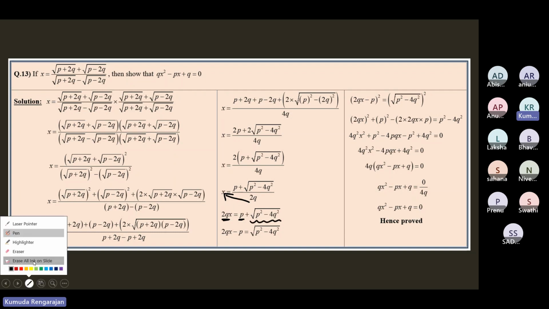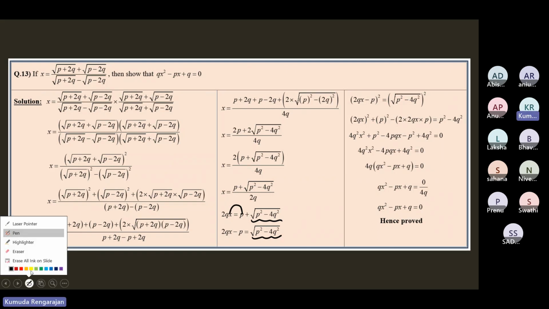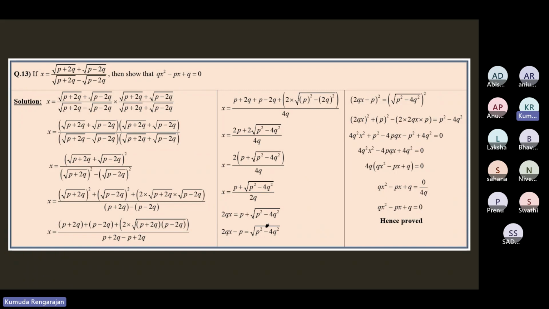So have that alone on one side, and take this P to the other side, for the same reason as in the last sum. Now you have to square on both the sides to get rid of the square root. Now square on both the sides. So you can see it here.